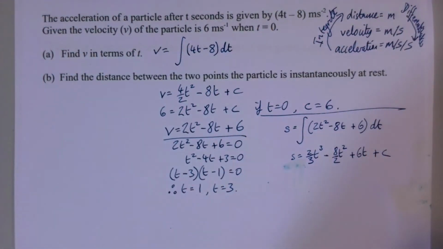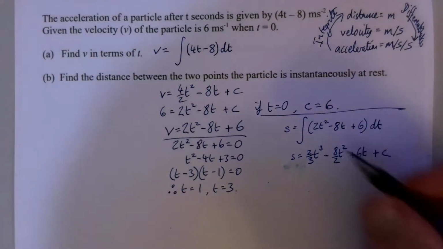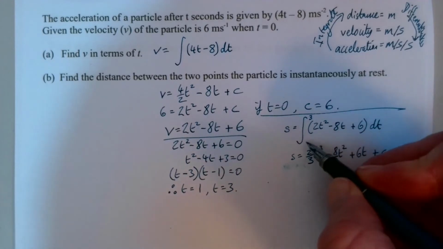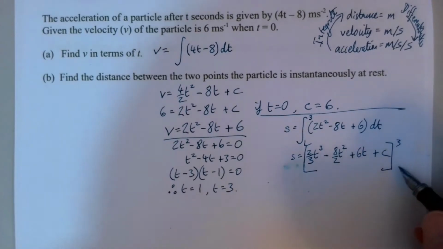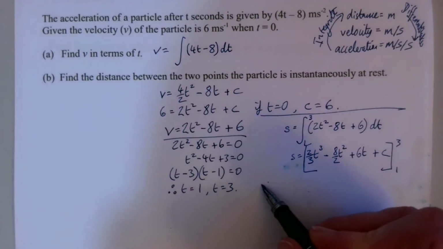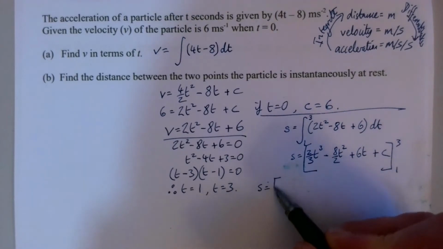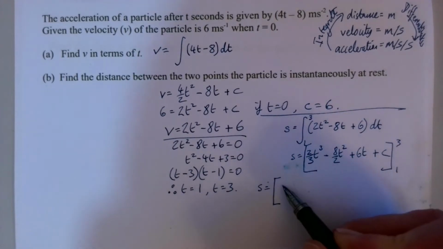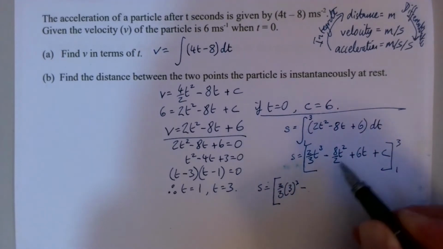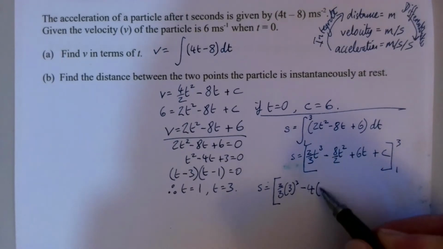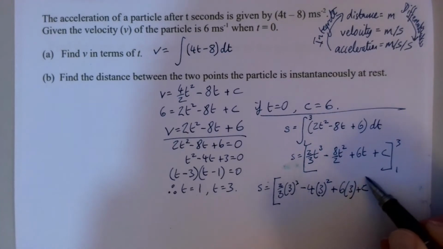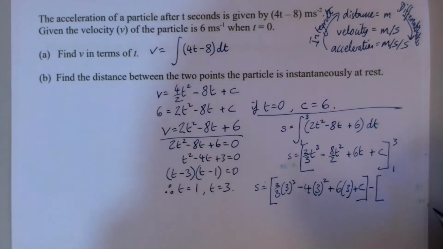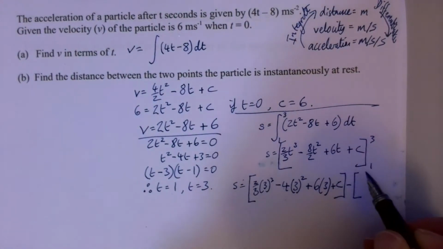And then I know I'm going to need a constant in there. But I could have written here, I want it between points 3 and 1. So I put a square bracket around this and say 3 and 1. And then what I'm going to do is work out, put t equals 3 in here, 2/3 times 3 to the power 3, take 8 over 2 is 4, so I'll put 4 times 3 squared plus 6 times 3 plus c, and then we're going to be taking away all of these things with t as 1.